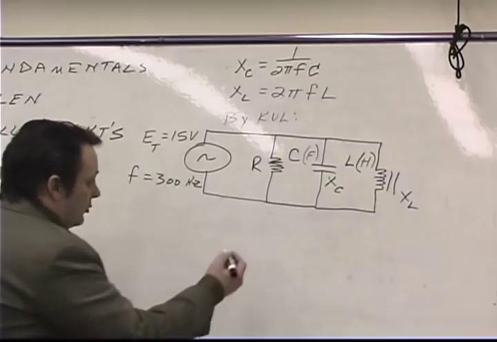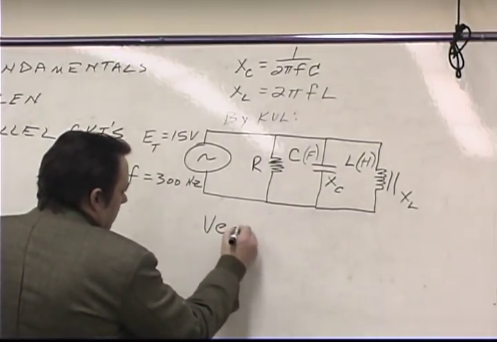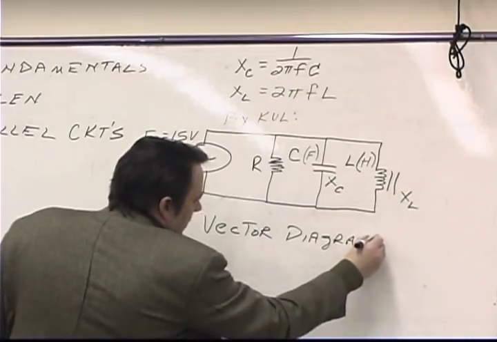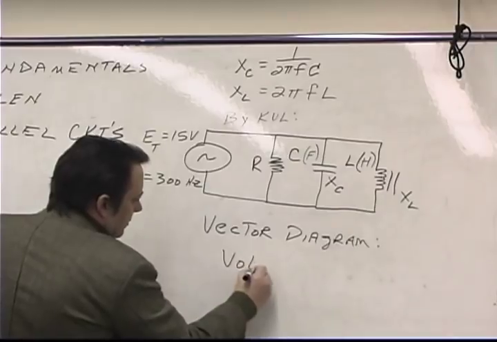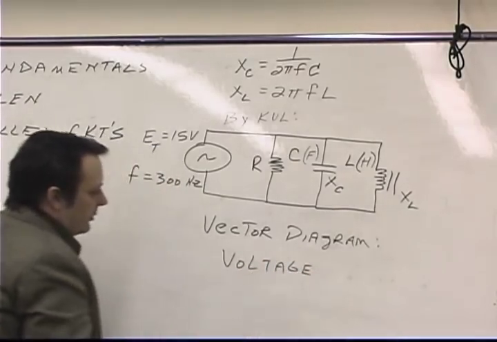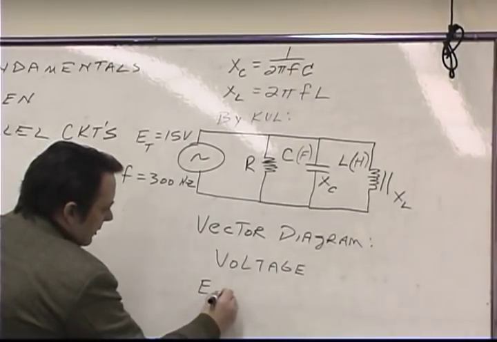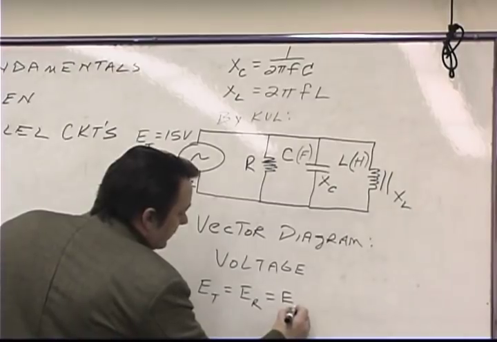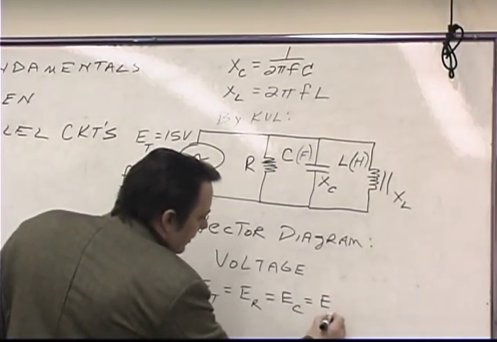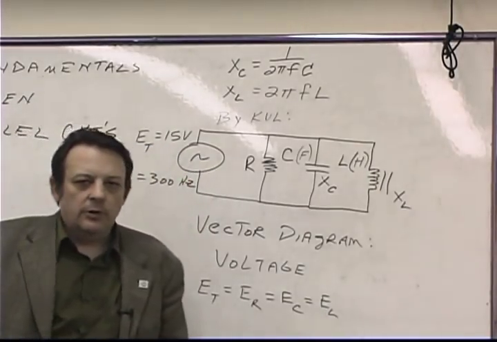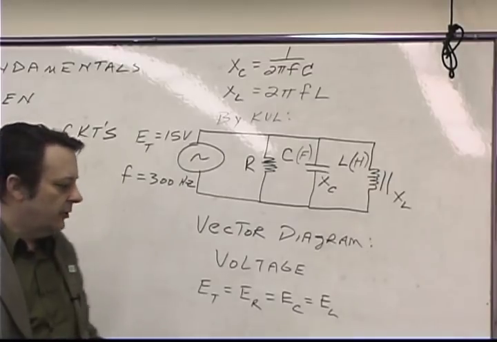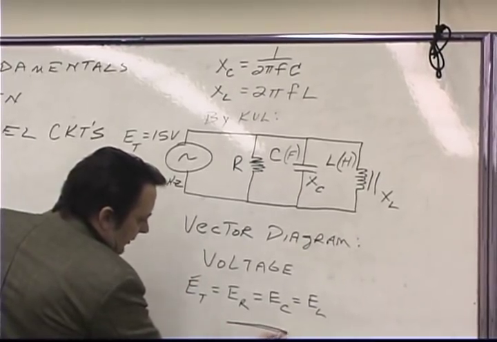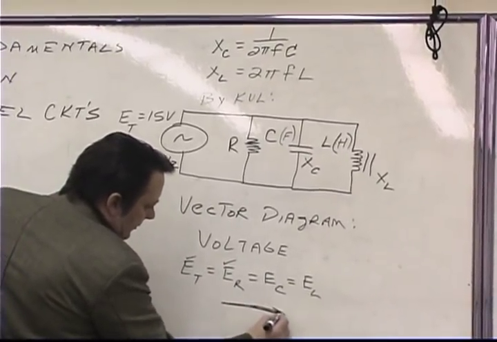Okay? So if we wanted to draw a vector diagram which represented the voltage, we've already said that the voltage of the source is equal to the voltage drop across the resistor, which is equal to the voltage drop across the capacitor, which is equal to the voltage drop across the inductor. And so it's really just a trivial exercise to draw a vector diagram, because all you're doing is drawing arrows on top of each other. So there's the arrow that represents this one. Here's the arrow that represents this one. Here's the arrow that represents this one.